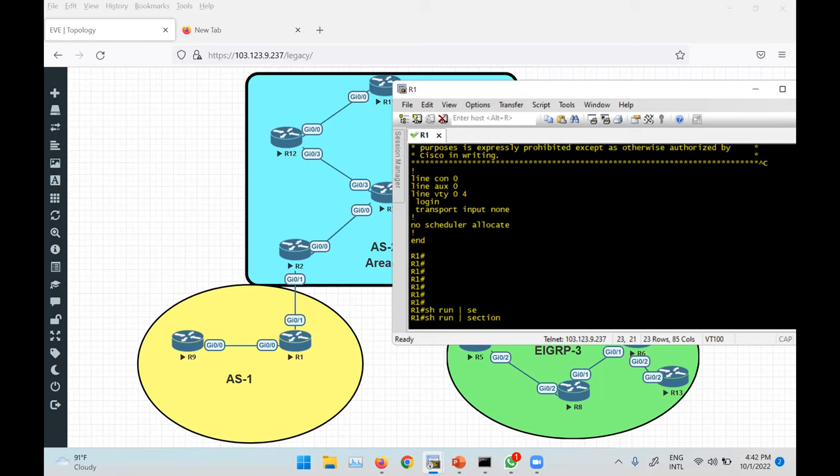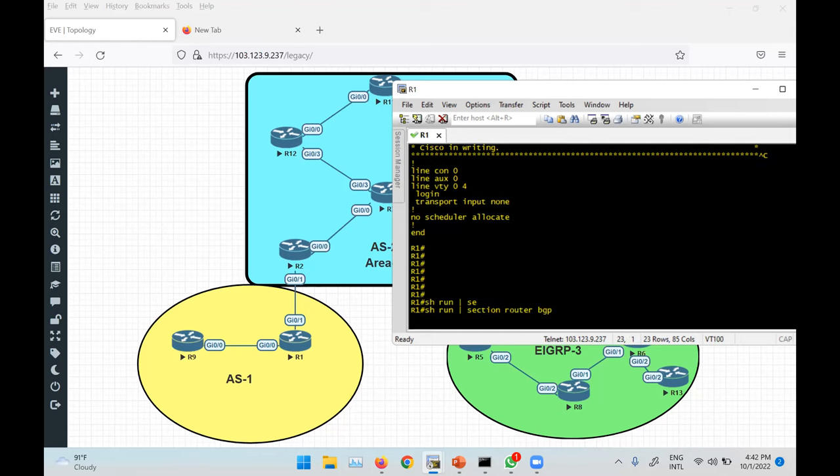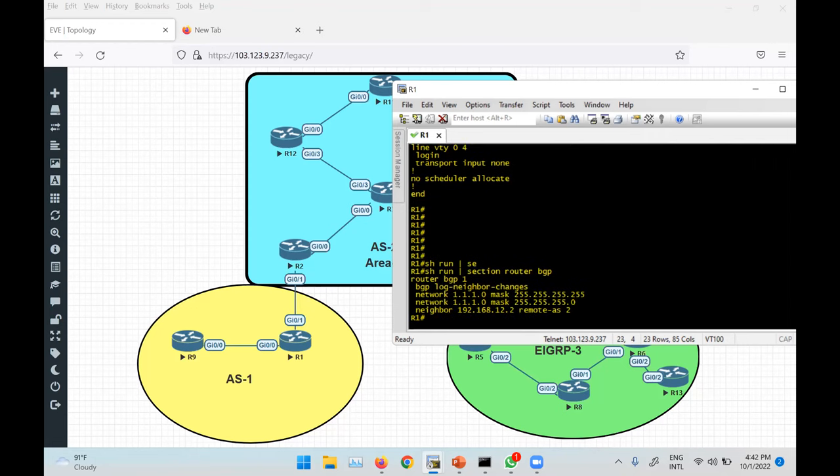That's why we use show run section router BGP. We just need to see the BGP command here. So if you check router BGP, the neighbor is okay, and the network command is configured with the two statement, right? So what will be the exact command? First, remove the first one.